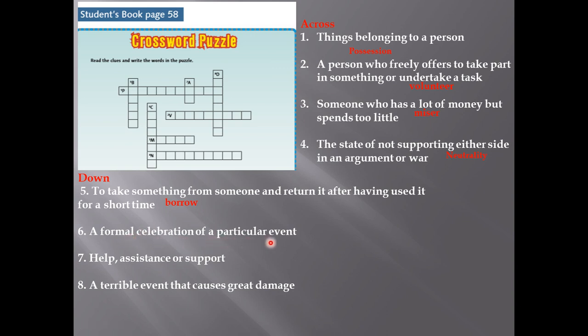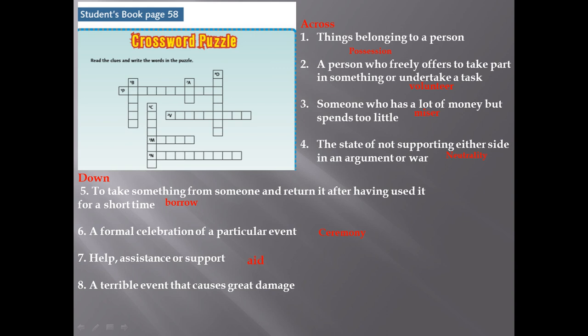Formal celebration of particular event. It is a formal celebration. Or what do we do usually in a celebration or in an occasion? Do you remember the funeral or in a wedding party? We call it a ceremony. Ceremony. Number 7, help, assistance, or support. Help. To give help. Like the Red Crescents usually provide help, which means, look here, it starts with A.